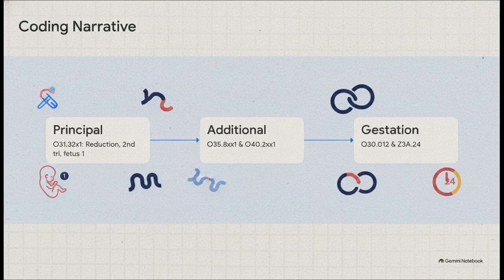Remember that mandatory rule we talked about? Because we used a 7th character of 1, we absolutely must include the O30 code. So we add O30.012 for the monoamniotic/monochorionic twin pregnancy and Z3A.24 to capture the fact that it's exactly 24 weeks of gestation. See, it's a perfectly constructed coding narrative.